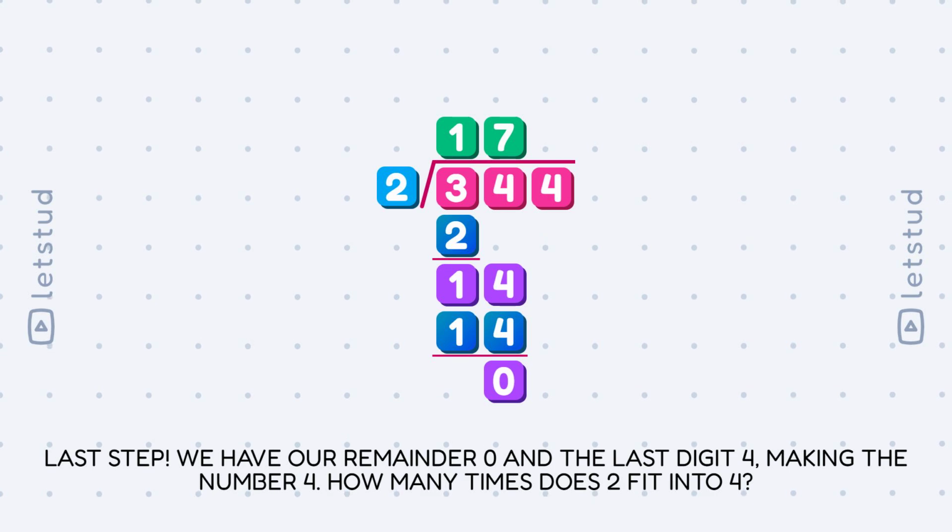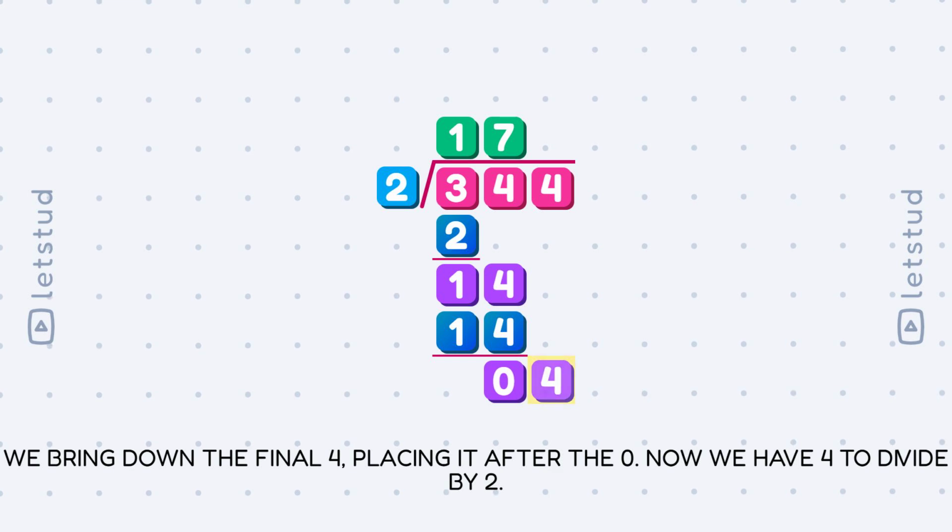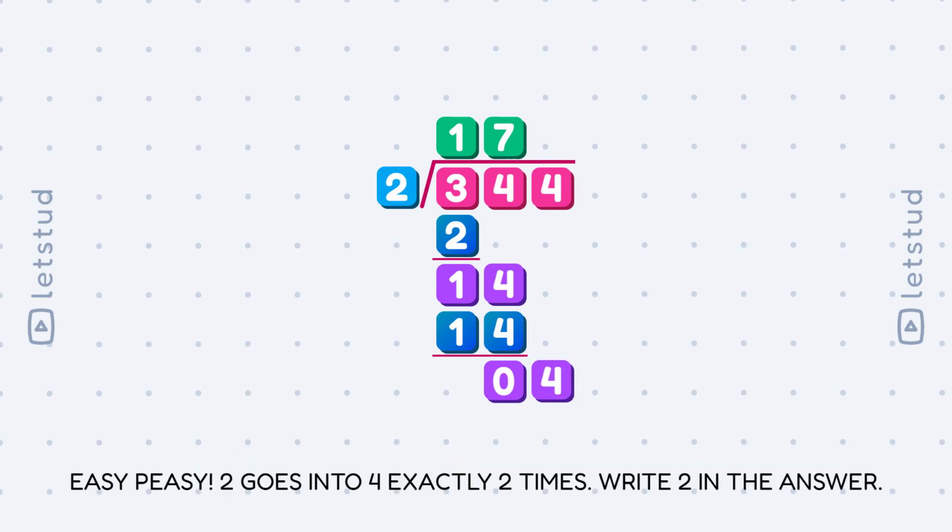Last step, we have our remainder 0 and the last digit 4, making the number 4. How many times does 2 fit into 4? We bring down the final 4, placing it after the 0. Now we have 4 to divide by 2. Easy peasy, 2 goes into 4 exactly 2 times. Write 2 in the answer.